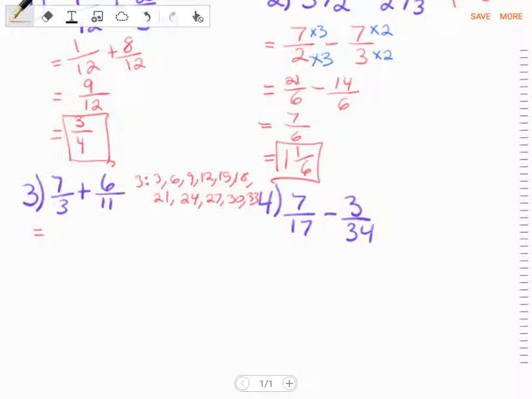I'm going to do my 11s and see what I come to if I find any of these that are in my 11s. 11, 22, 33. Well, magically, 33 works out. So I would want my denominator to end up being 33.